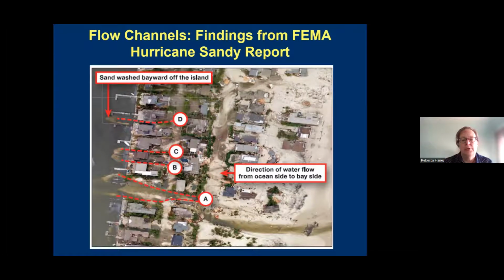So this is one of those situations where they had some channelization of flow that developed a series of flow channels that caused damage to houses on the back side of the barrier beach. So this is the ocean side over on the right and the bay side over on the left. This is flow channel A.